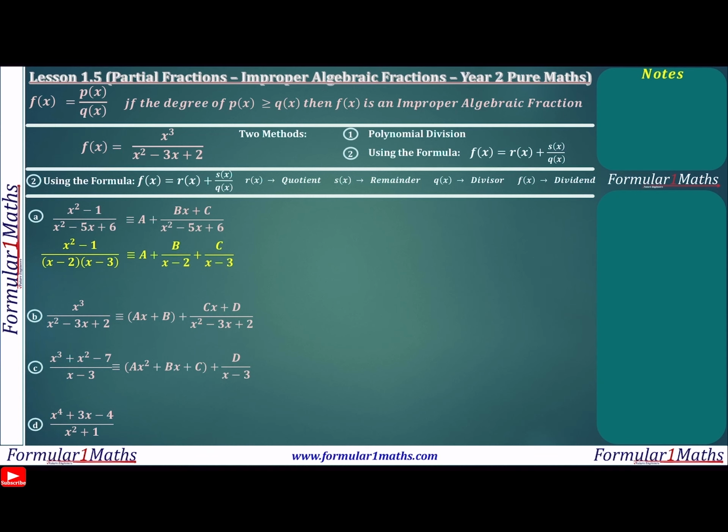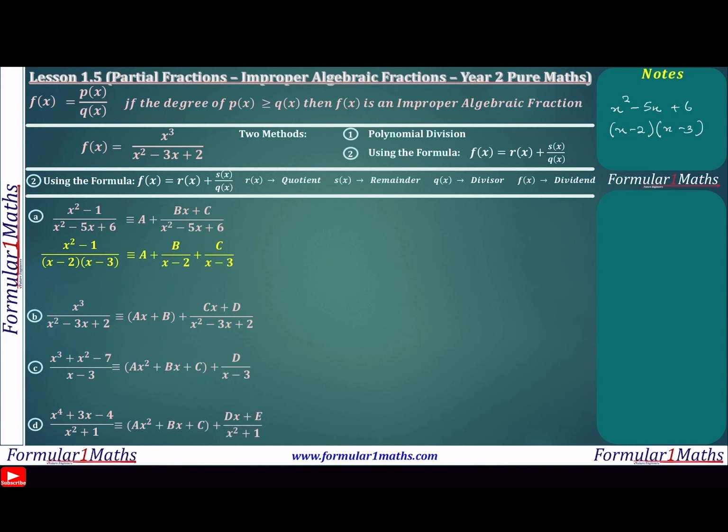And then finally, in this last case, the degree of the numerator is 4. The degree of the denominator is 2. And the difference between the degrees is 2. 4 minus 2 is 2. And that means that r of x in this case will be quadratic. And then because the denominator here is quadratic, s of x will be linear. And so we have this. And this is the process of how to split an improper algebraic fraction into mixed fractions. And then from here, you can proceed to use the principles that we've learned before to find the values of a, b, c, d, and so on.